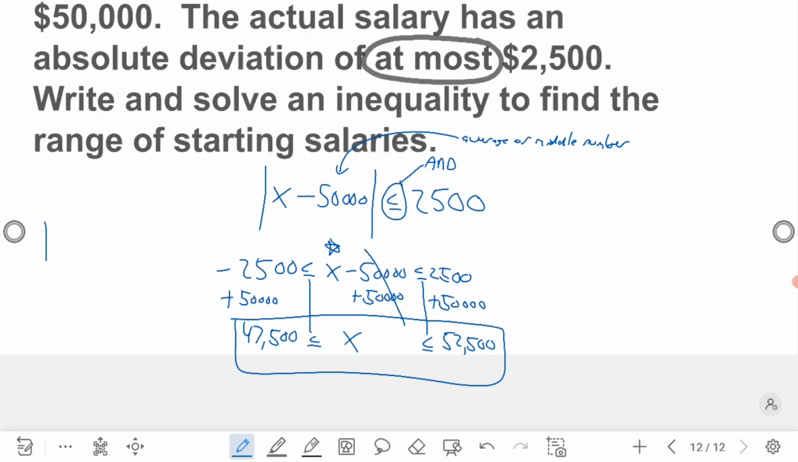Okay? So absolute value, big thing to remember. When you have the absolute value is less than, that means it's an and. When you have the absolute value greater than, that means it's an or. All right.